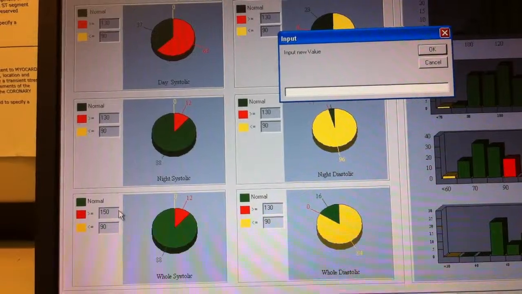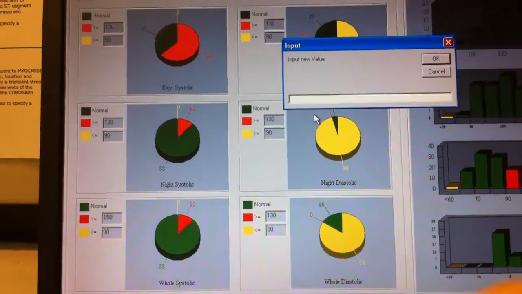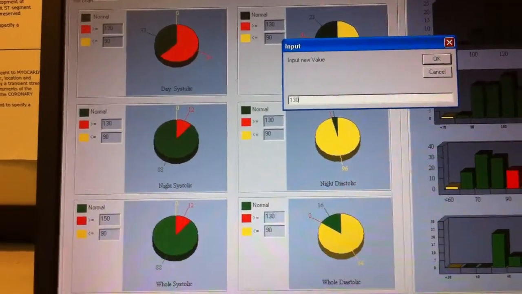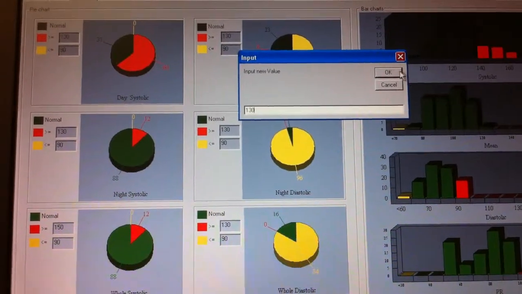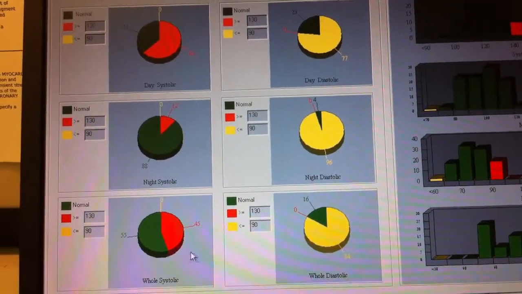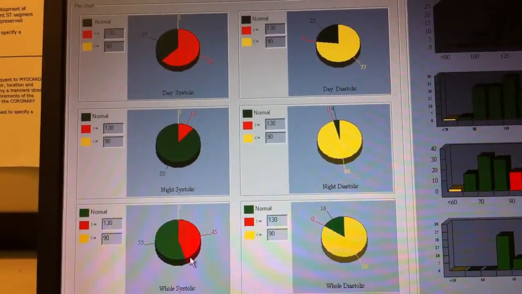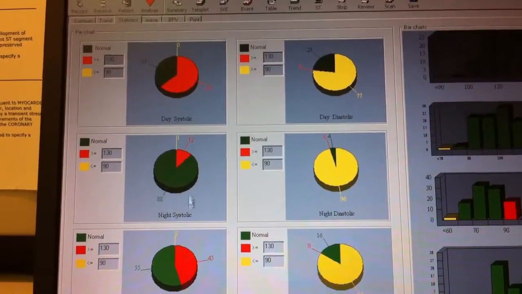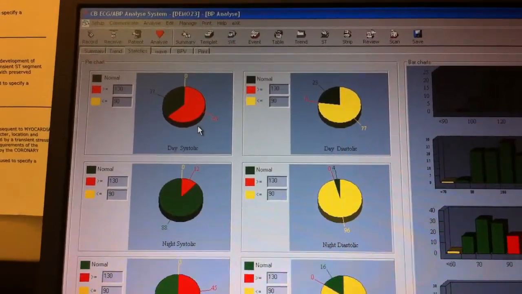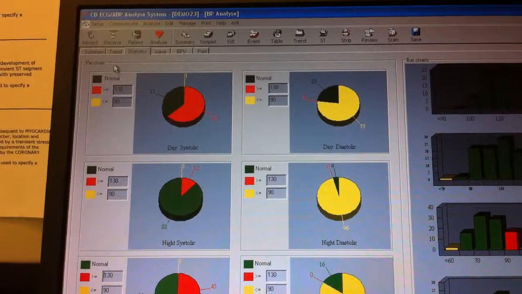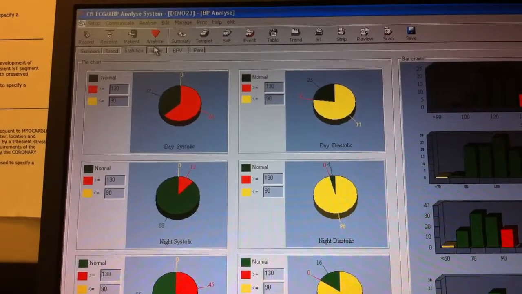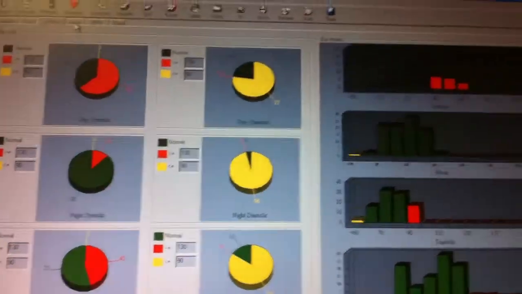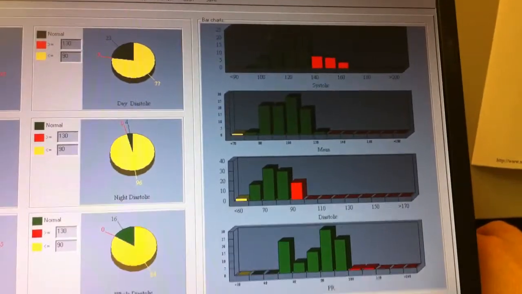Simply click in the input value, and let's say we put in 130. And we can see how the pie chart is changed for that adjustment. And these will change the summary values as well. Histograms are shown on the right side.